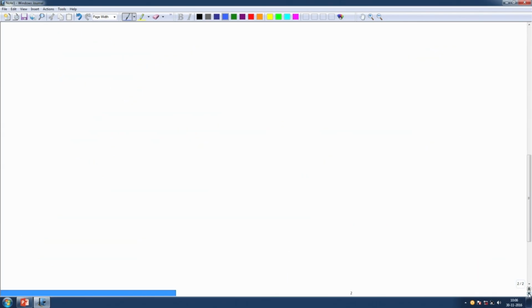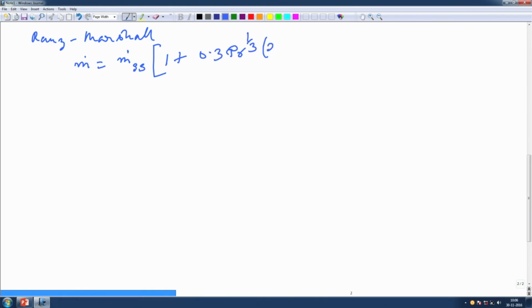And then let us look at the next one. There have been many people who have given that in a steady state or in a diffusive environment there is a certain evaporation rate. Now, can we actually prescribe some evaporation rate for this convective environment? Ranz-Marshall, and you may have heard the name, gave the Ranz-Marshall correlation in which m dot is given by m dot SS, where SS is nothing but the steady state, times 1 plus 0.3 Prandtl number to the power of 1/3 times Reynolds number to the power of half.